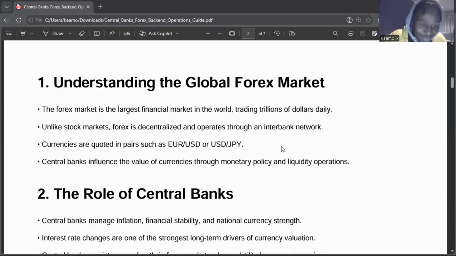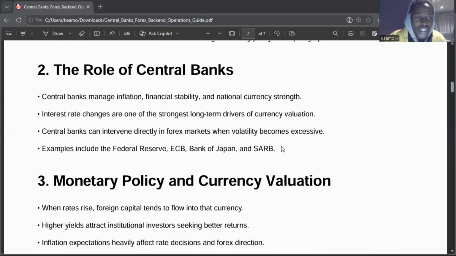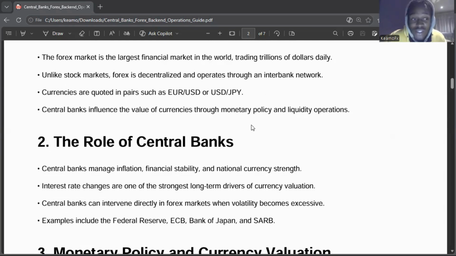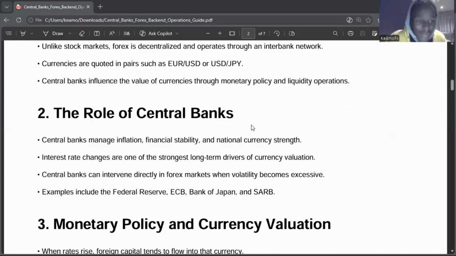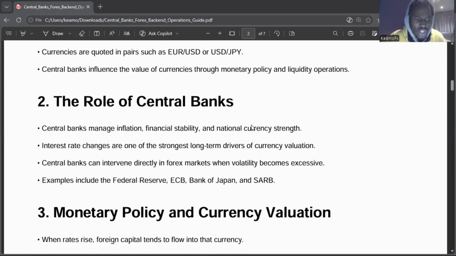Going on to the next point, what is the role of these central banks? They influence the values of these currencies. They manage inflation, financial stability, and currency strength. How do they do this? They do this through interest rate changes and currency valuations, and they intervene with volatility. That's basically the role of the central banks in the forex market.